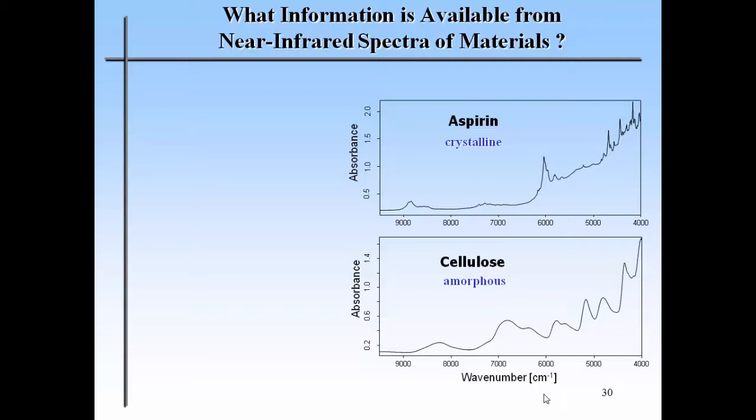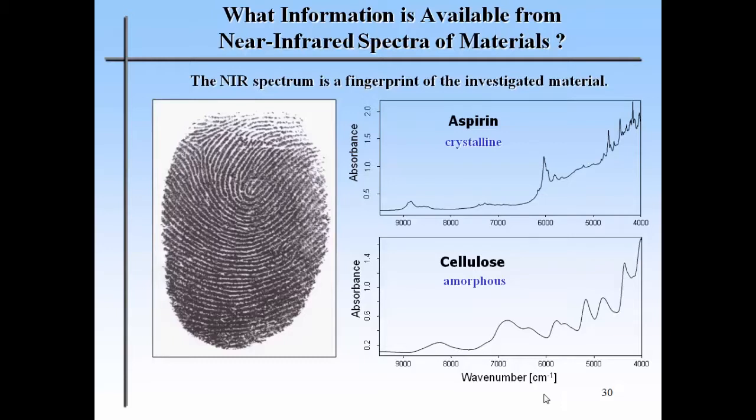Taken from pharmaceutical. This is an active ingredient. You take it for a headache. I worked for Bayer for a long time. That's why I've shown it. This is an amorphous excipient, a material you blend with your active ingredient because you use only a relatively small amount of active ingredient. Again, it's a fingerprint.